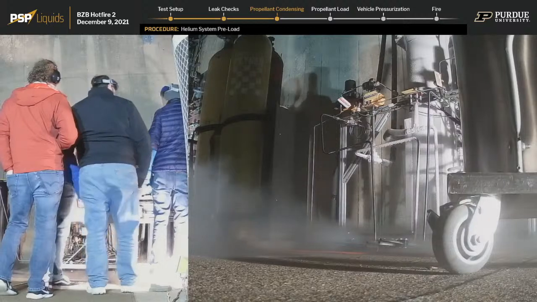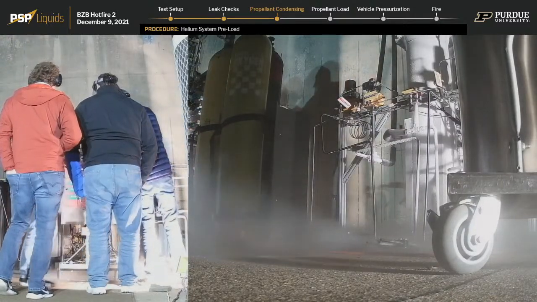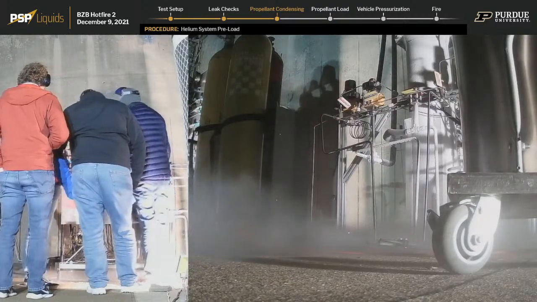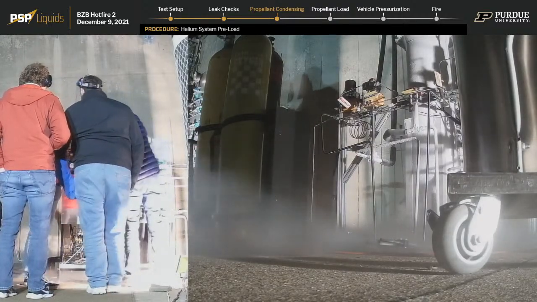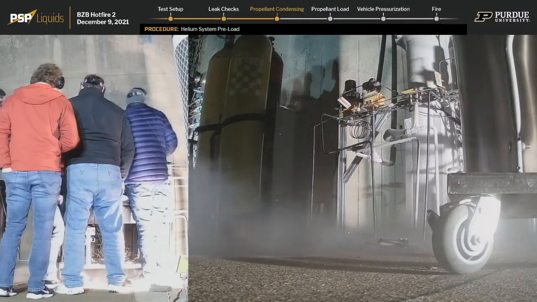Both helium bottles are open. Over. Copy, verified PG HE01 reads over 4,950 psi. We are only reading 4,400 psi on PG HE01. Over.